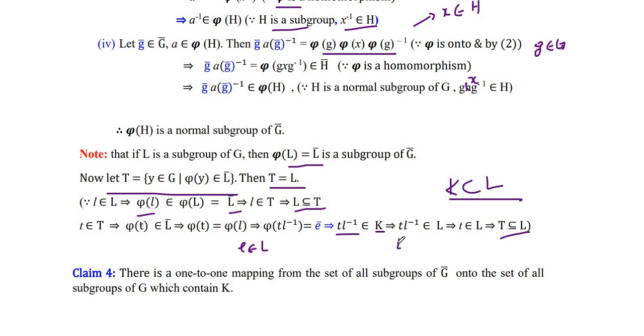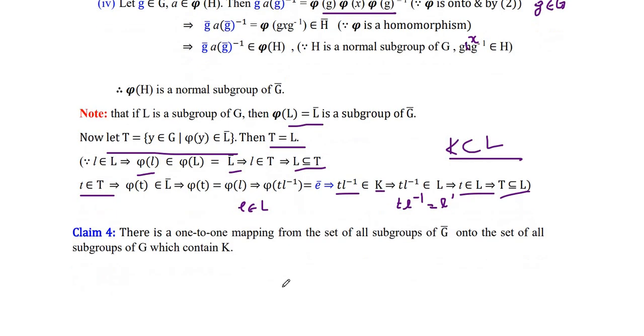This is simply because t l inverse, you can have it as, say, some l prime, and then post multiply both sides by l, you will get the right hand side to be a member of L. So you have your t belonging to L. T in T implies t in L. So T must be contained in L. So both together gives us that T is equal to L.